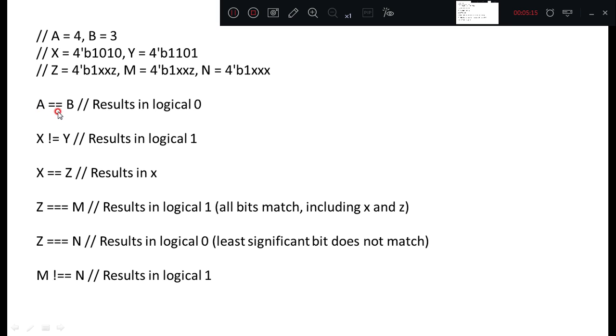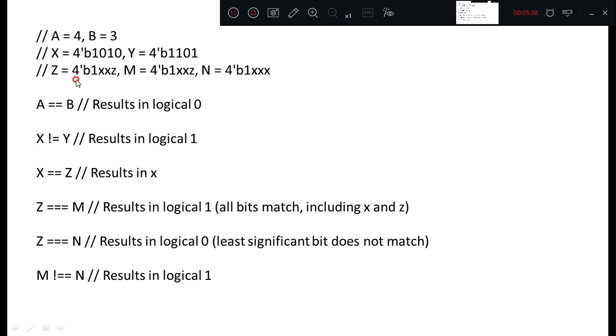When you check A equal to B, A value is 4, B value is 3, both are integers. When you are checking equality, A and B are not equal, so the result after executing this condition will be logical 0. The condition is not true, it is false. False is indicated by logic 0.